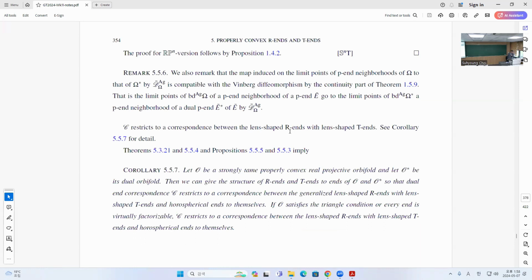Okay, so finally, probably Theorem 5.57 is that the structures of the Rn's and Tn's of the ends of O and the dual of O have a correspondence between the generalized lens shape and the lens shape Tn ends, and horospherical ends to themselves. And if it satisfies the triangle condition or every end is partially factorizable, then you can actually do it for the lens shape and the lens shape Tn ends and horospherical ends to themselves. Okay, because a generalized lens may not always be a lens in some cases. So that's why we don't have that.